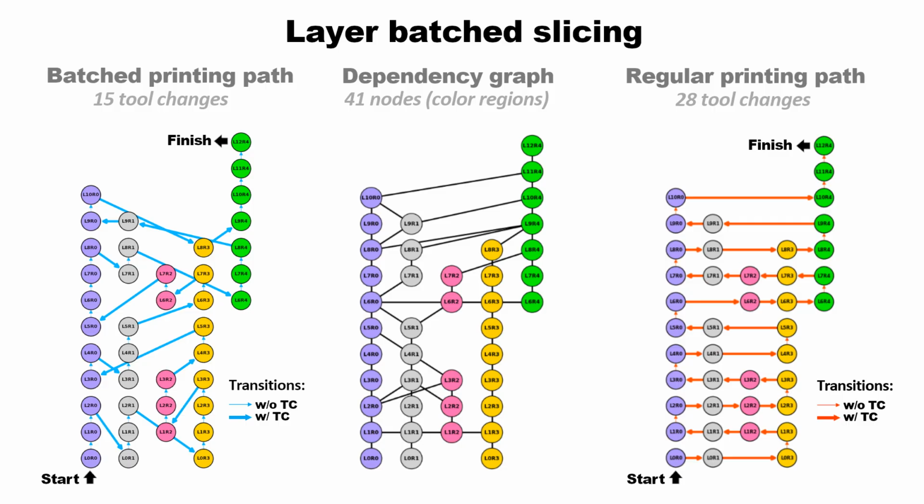This is where the concept of layer batch printing comes into play. In this example, we have 3 layer batches. This means that we are fabricating regions of the same color in a maximum height of 3 layers, compared to the lowest layer among previously fabricated regions.